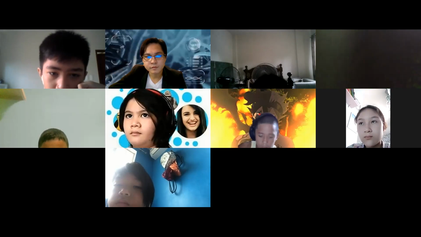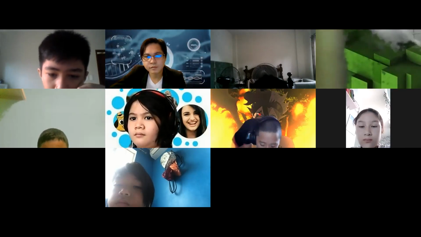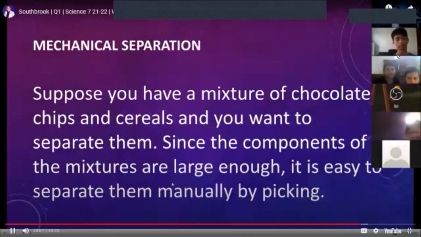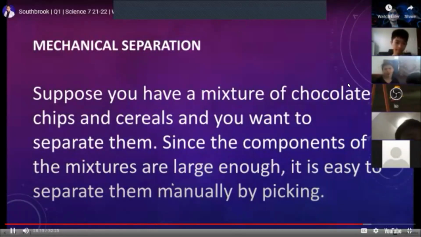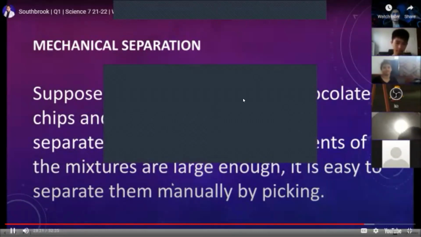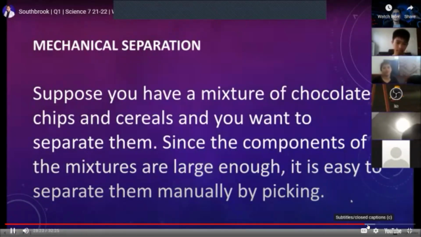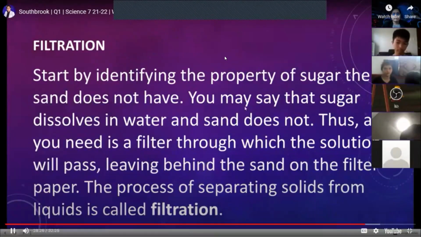Mechanical separation. Suppose you have a mixture of chocolate chips and cereals, and you want to separate them. If the pieces are large enough, it is easy to separate them manually by picking. Can you see the shared screen? Mechanical separation means that you need to manually remove them or manually separate them.